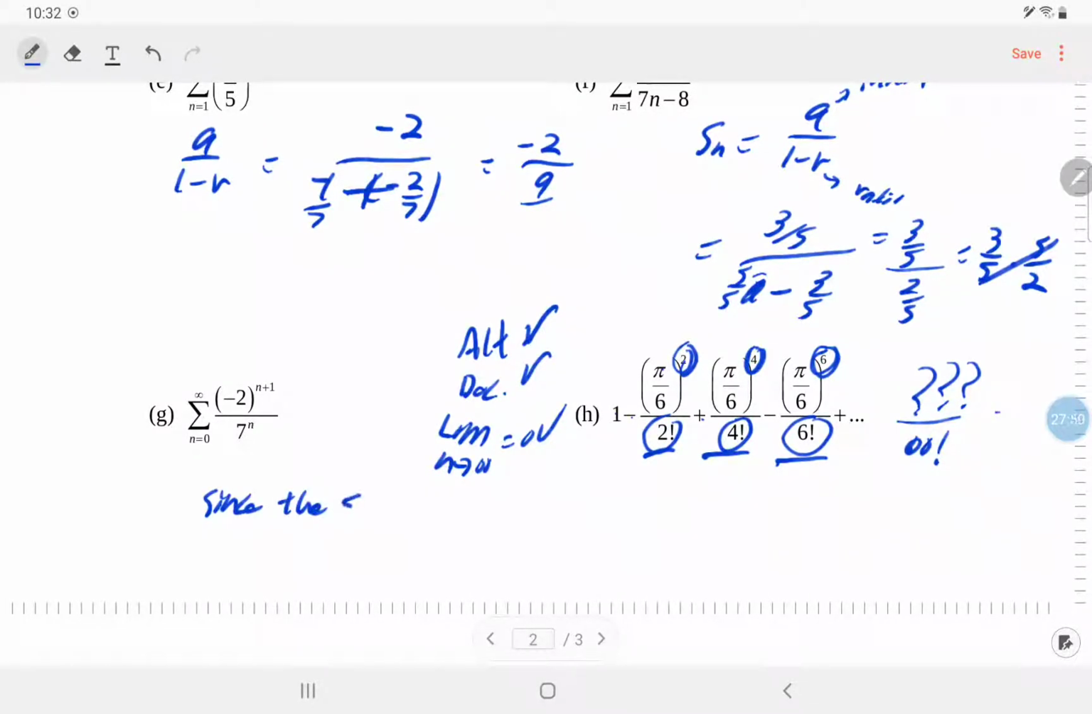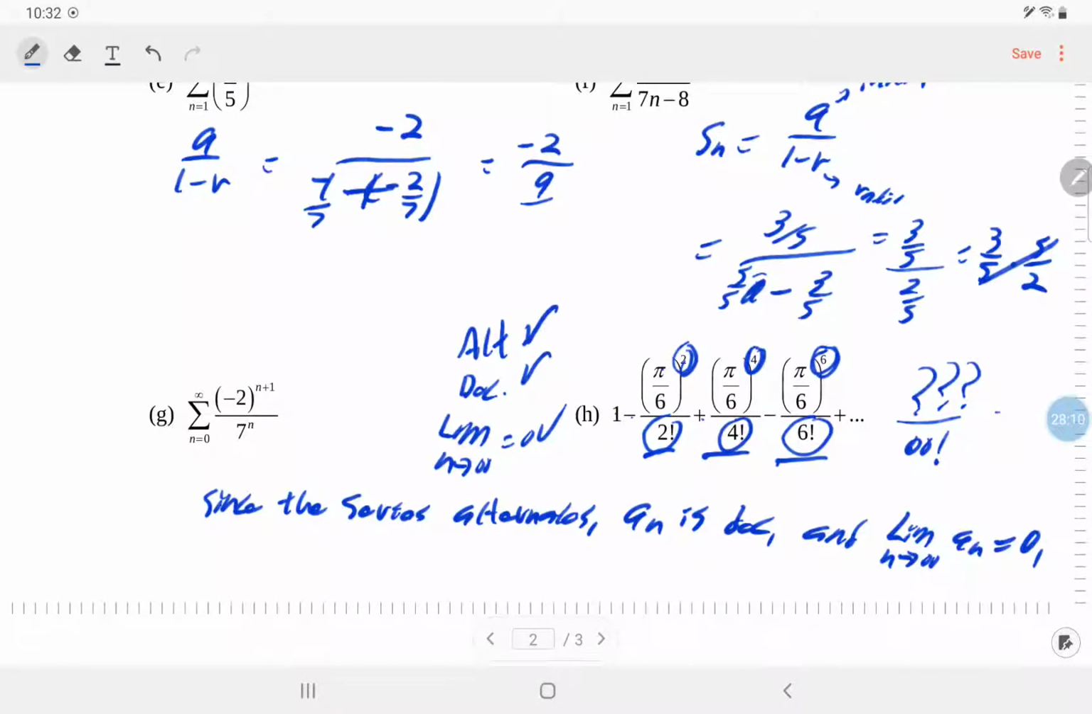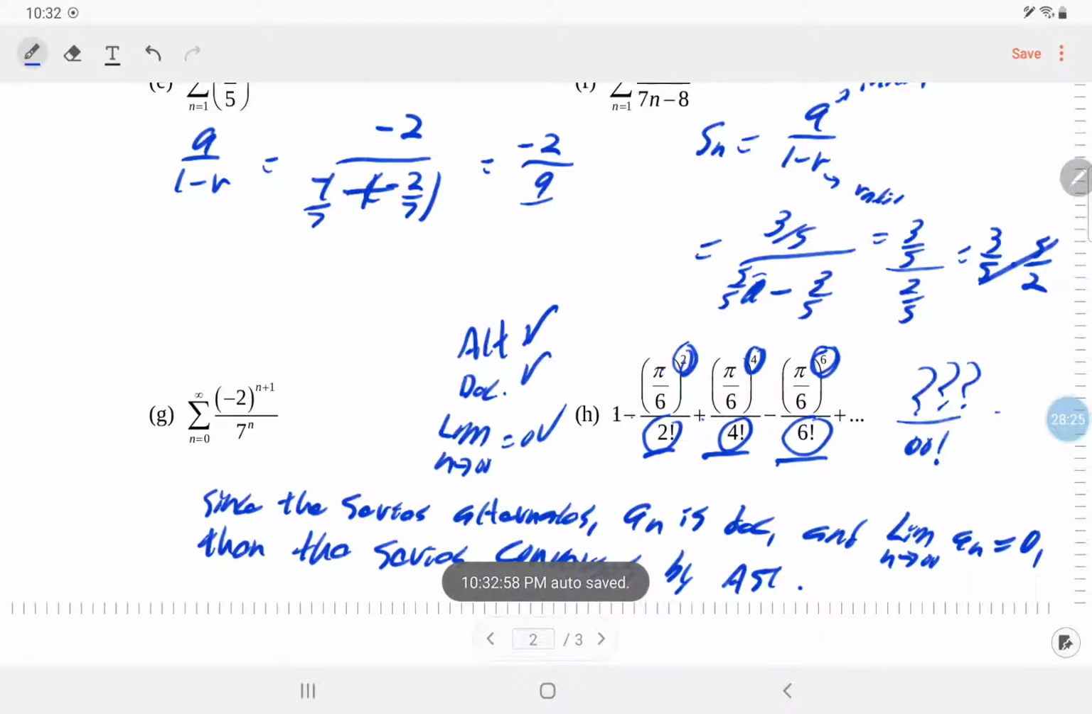Since the series alternates, a sub n is decreasing, and the limit as n approaches infinity of a sub n equals 0, then the series converges by alternating series test. And there you have it.